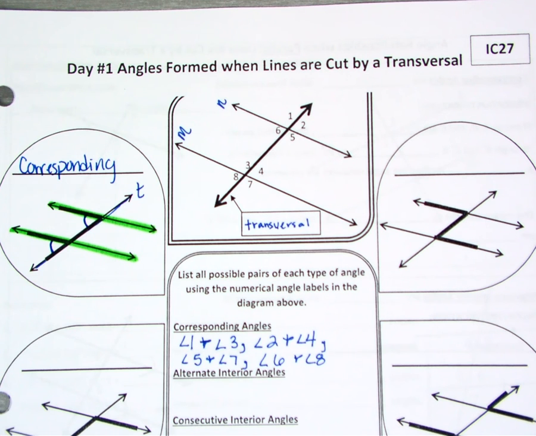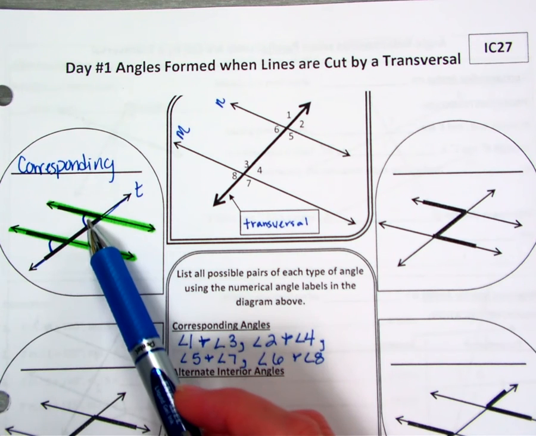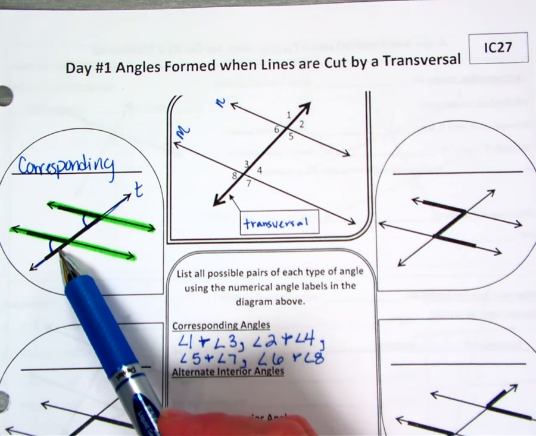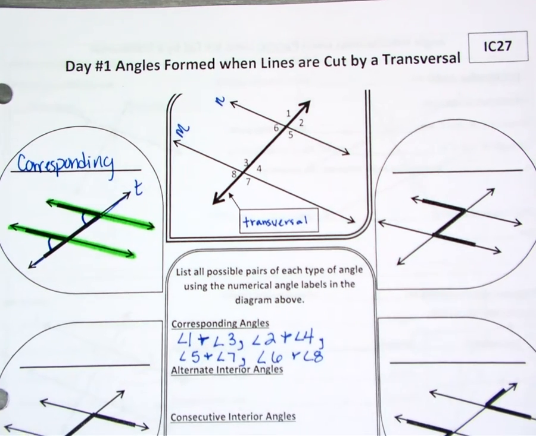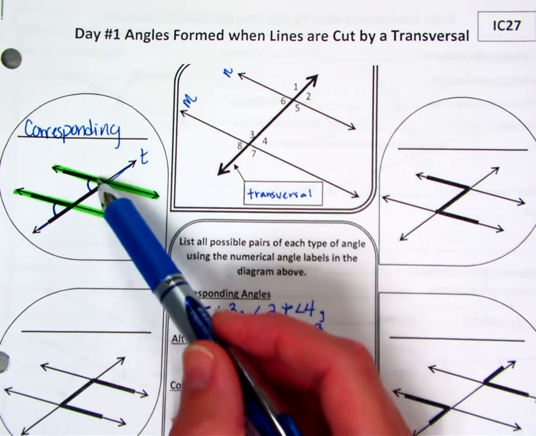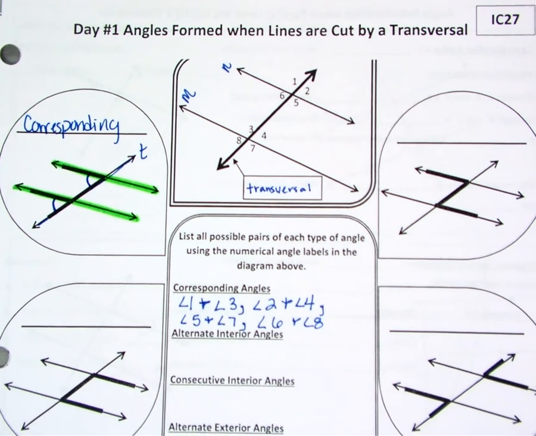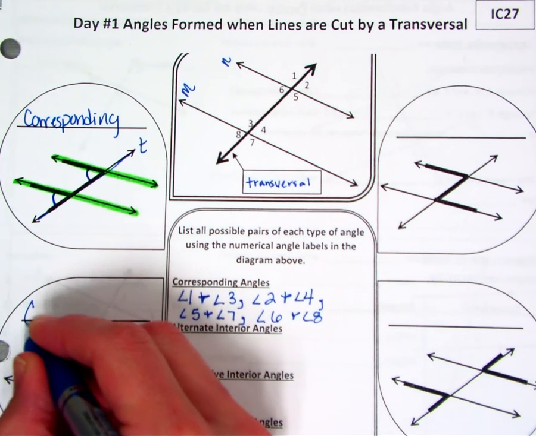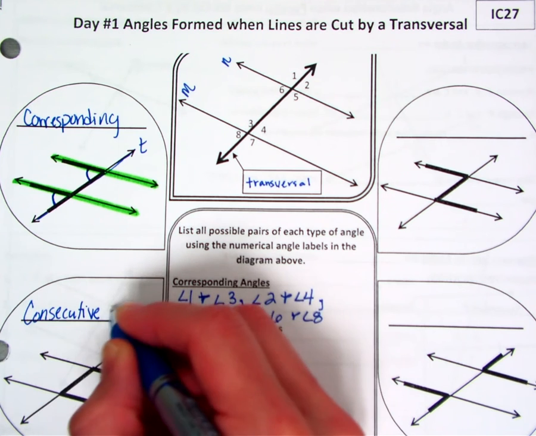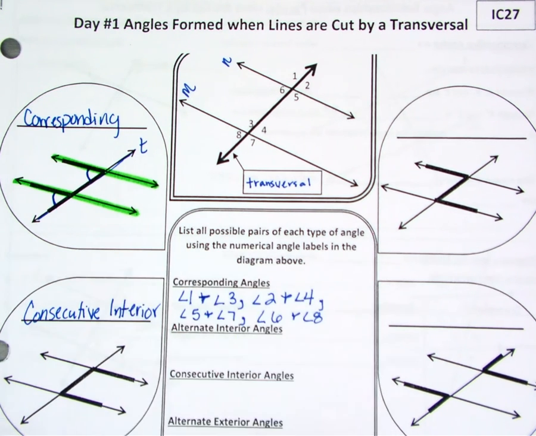Okay. Our second type, we're going to stay with types that are on the same side of the transversal. So see how these two were both on the left side of the transversal? Well, our next type also are two angles that are on the same side of the transversal, but instead of being in the same spot, they are going to be consecutive, meaning in a row. So consecutive interior angles.